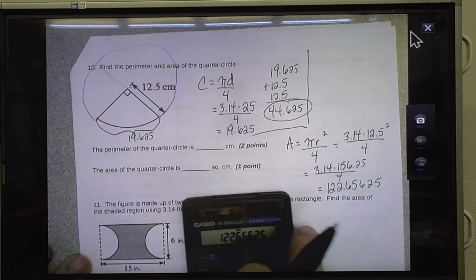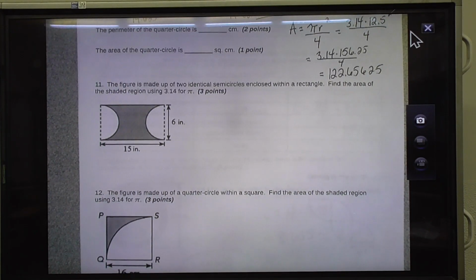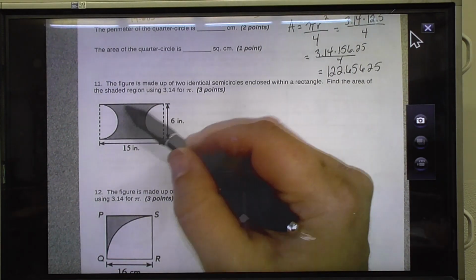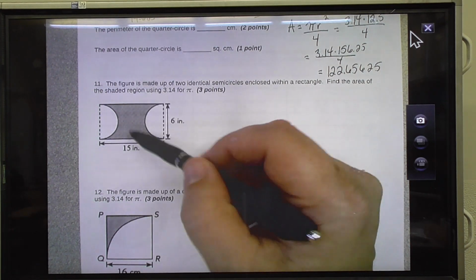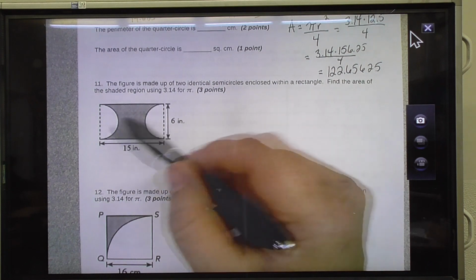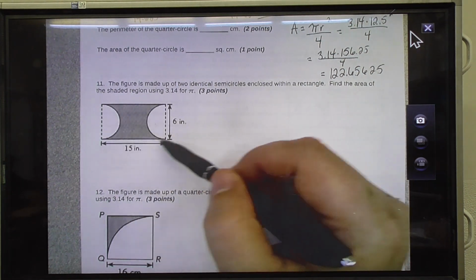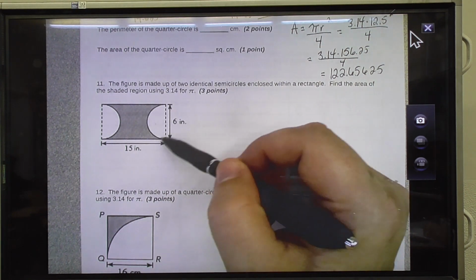Moving on. This is another problem like our garden problem with the bricks. We only want this shaded part area. We don't want these two semicircles. Can you find the area of the whole rectangle? Yes. Can you find the area of a semicircle? Yes.